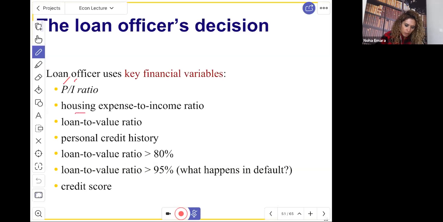And then the housing expenses to income ratio, and the loan to value ratio, right? The higher the loan to the value of the house, the higher the probability of being denied. The worse the credit history, the higher the probability of being denied. The loan to value ratio has two variables here, whether it's above 80 or above 95, and of course above 95 has a higher chance of being denied. And then the credit score, of course, matters.